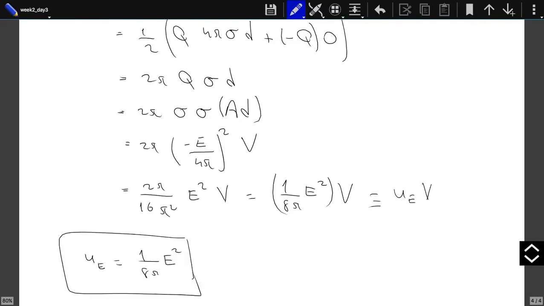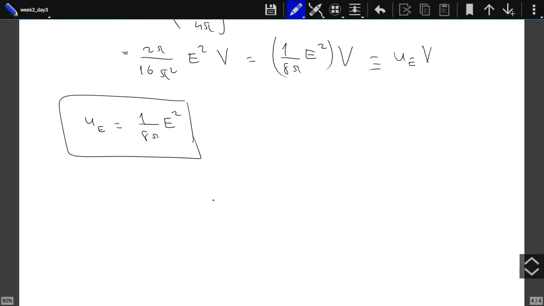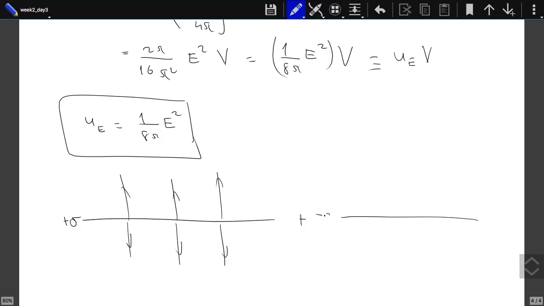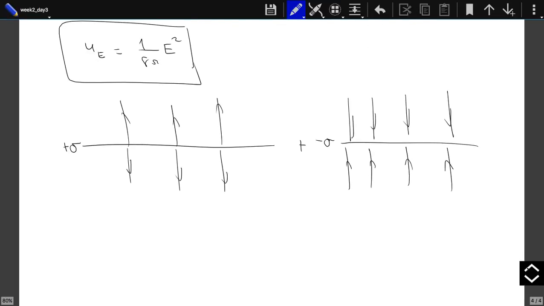Now, a more specific example to your question. You see here what we are actually doing. Let's look at only the plus sigma charge. It will create an electric field in both directions. Similarly, we can take the minus sigma plate. It will also create an electric field on both sides. And each one of them will create an electric field that will have a magnitude 2 pi sigma.